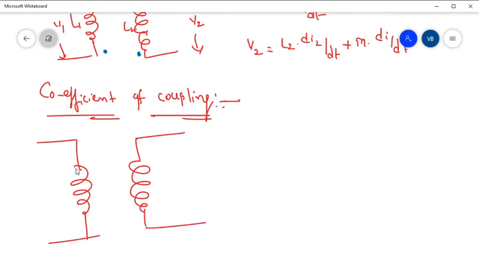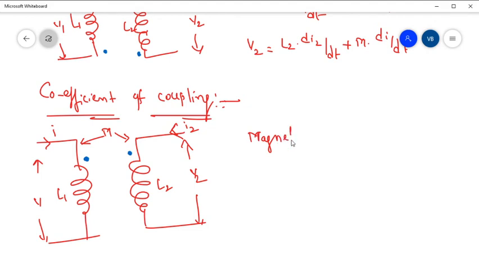Same thing here, I am repeating: current I1 enters here and the voltage is V1, with inductor L1 and inductor L2. Current I2 enters here and voltage is V2, and the mutual inductance is M. Same direction of current enters at both the dotted points. Here let us take the magnetic flux generated in the coils, that is phi.